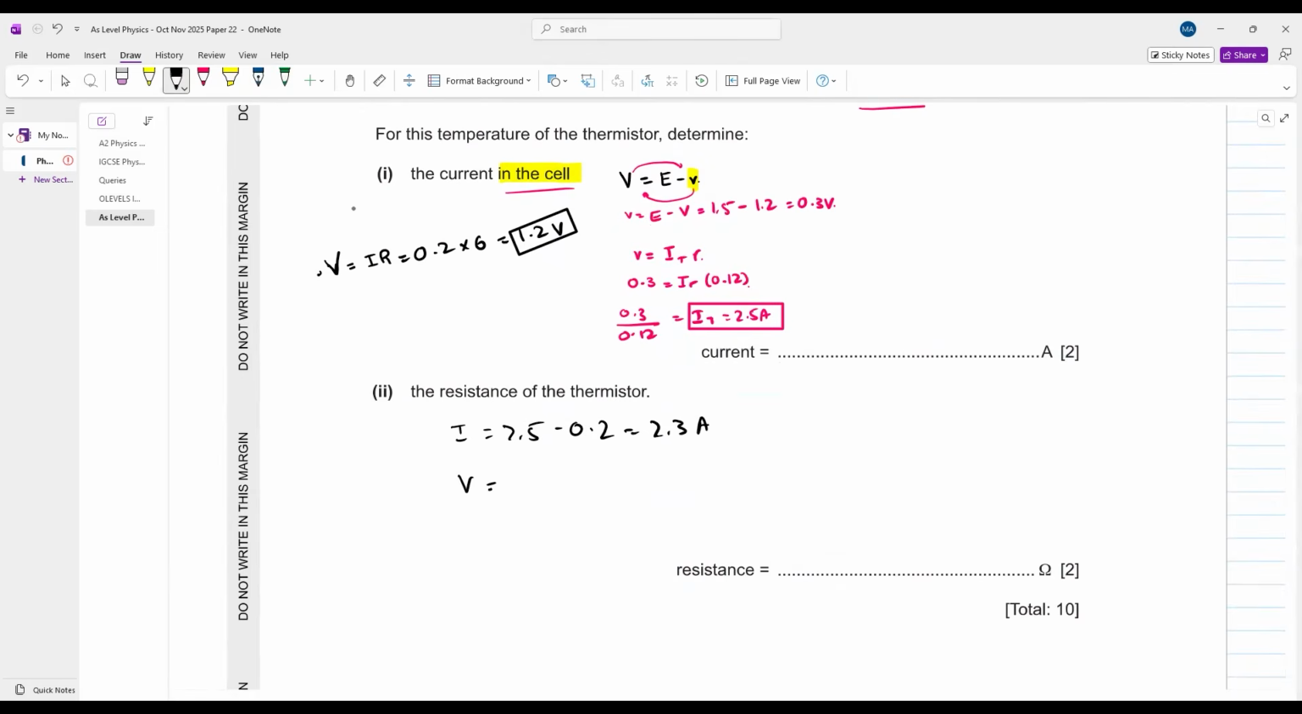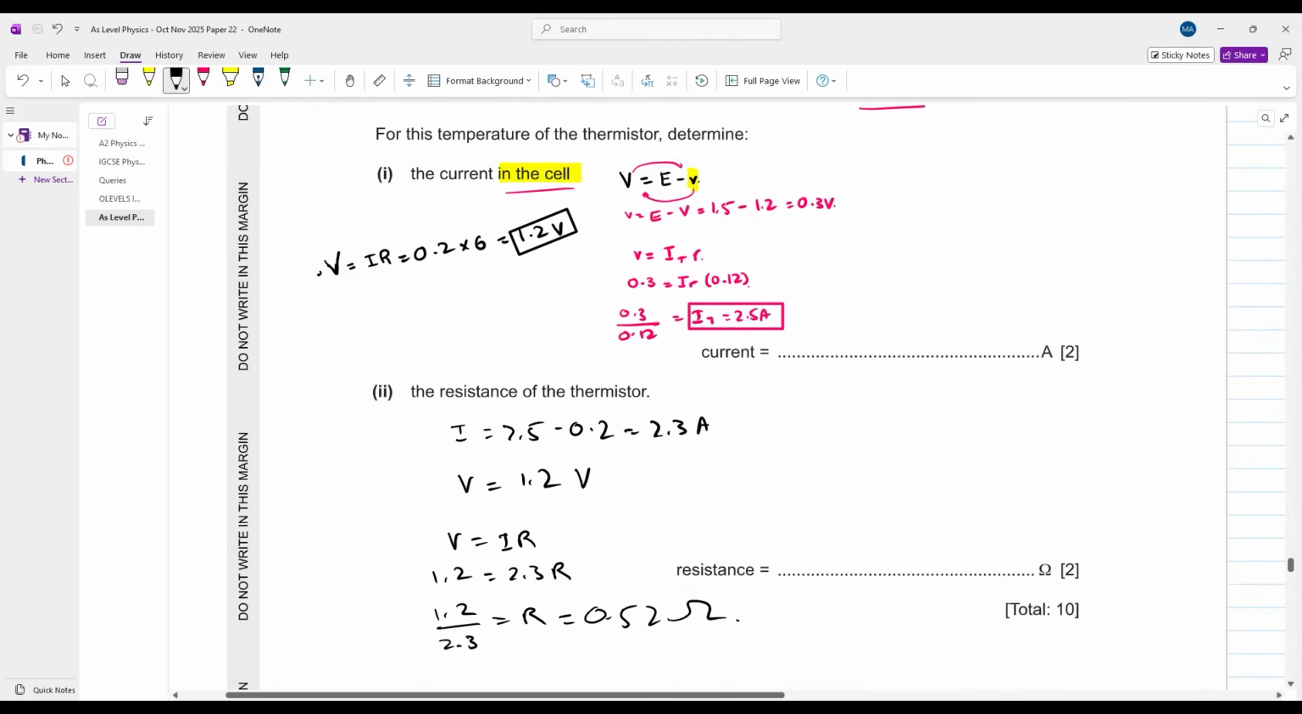What is the voltage in the thermistor? 1.2 volts. Can you somehow calculate the resistance of the thermistor? Yes. V is equal to IR. What is the voltage? 1.2. What is the current? 2.3. Can you calculate R? 1.2 divided by 2.3 is equal to your value of R. Calculate it. This comes out to be 0.52 ohms. Simple. Easy peasy. Nothing complicated.